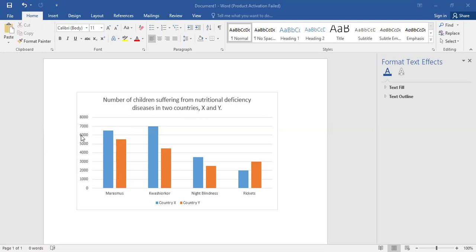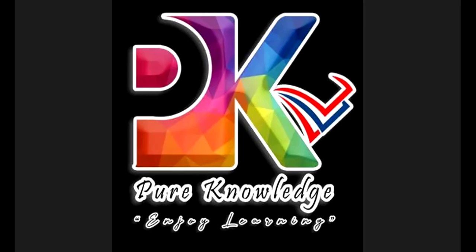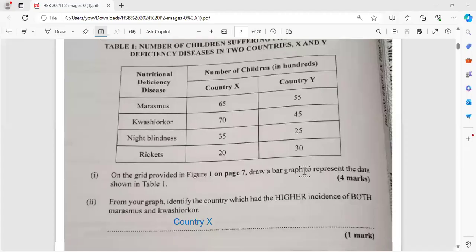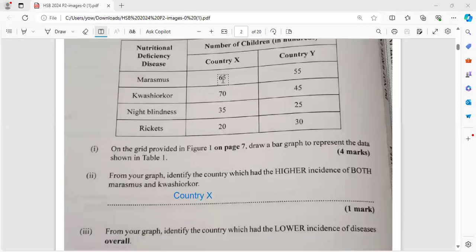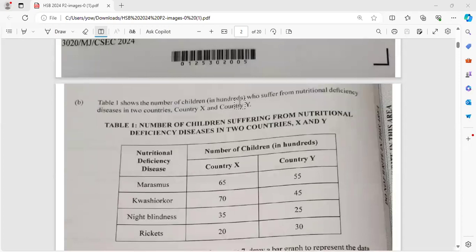So to correctly identify the diseases, all right? Your graph should look something like this, guys. All right, so back to the paper. This should be adding 2 zeros, because it says in hundreds.